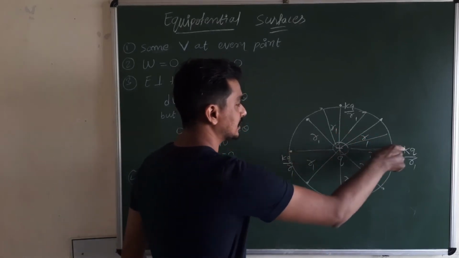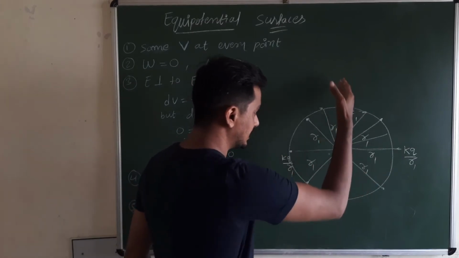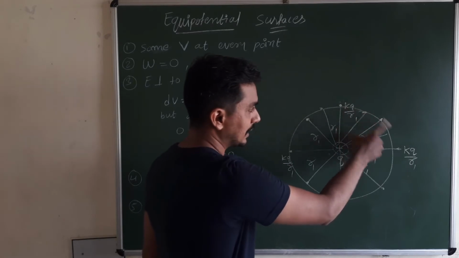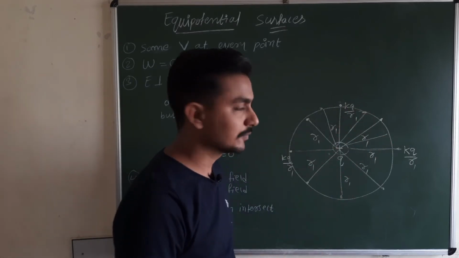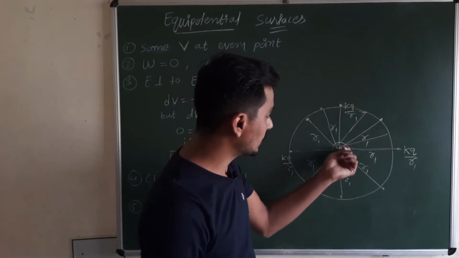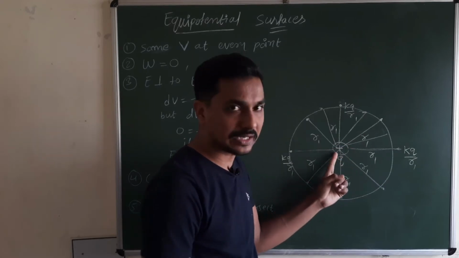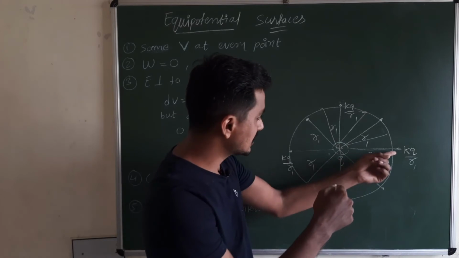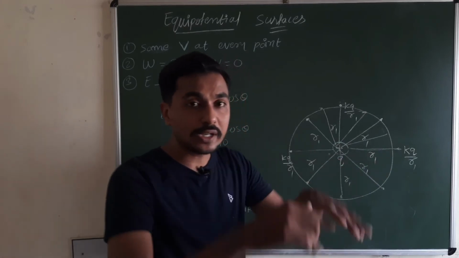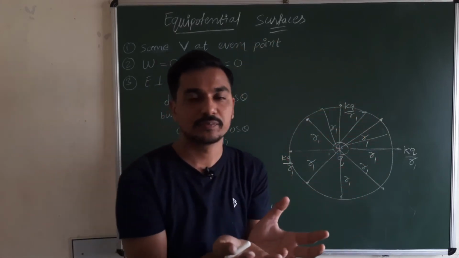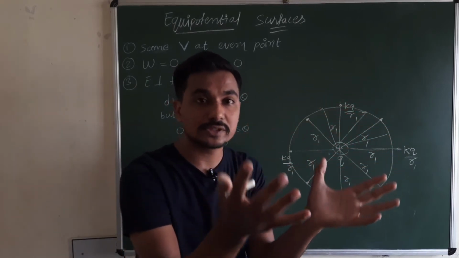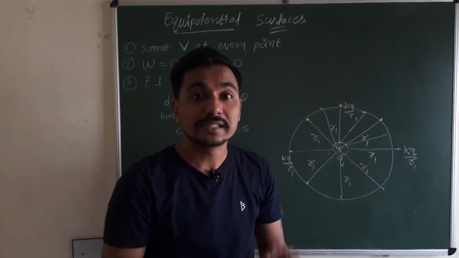See, these points lie on the x-axis, this point on the y-axis, and these points are lying in the xy plane. Now suppose I want to find the potential at the same distance r1 but on the z-axis. Then I will get the same potential. Now if you connect all these points, what will you get? You will get a sphere. At every point on the surface of this sphere, you will get the same potential.